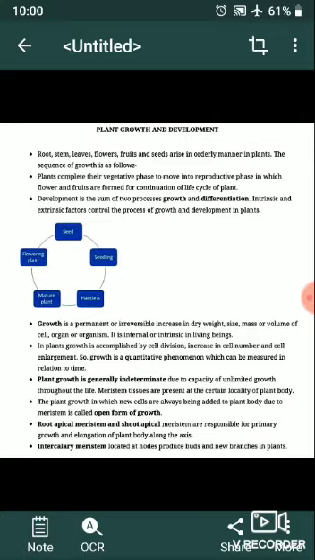Plant growth is generally indeterminate due to the capacity of unlimited growth throughout life. Meristem tissues are present at certain localities of the plant body. The plant growth in which new cells are always being added to the plant body due to meristem is called open form of growth. Root apical meristem and shoot apical meristem are responsible for primary growth and elongation of the plant body along the axis. Intercalary meristem located at nodes produces buds and new branches in plants.